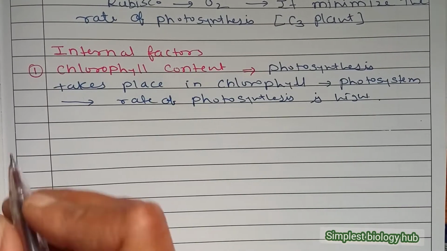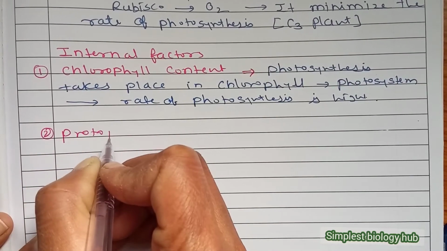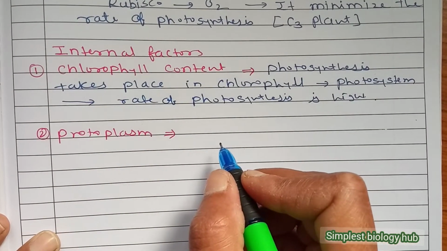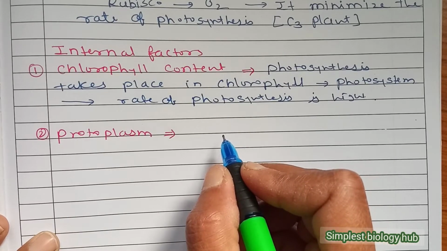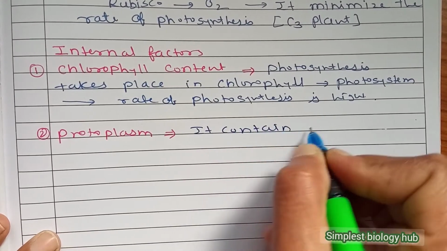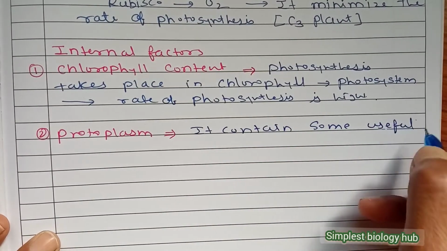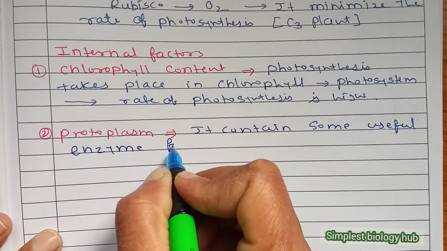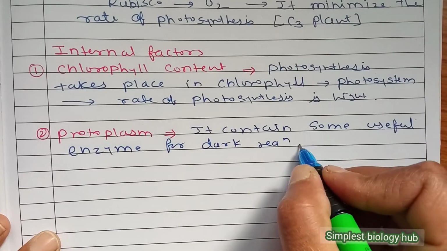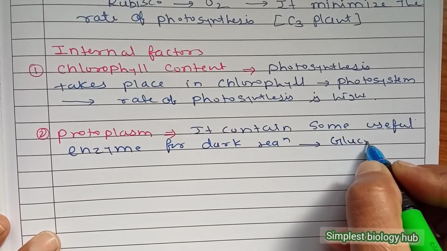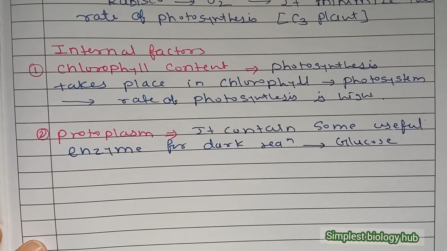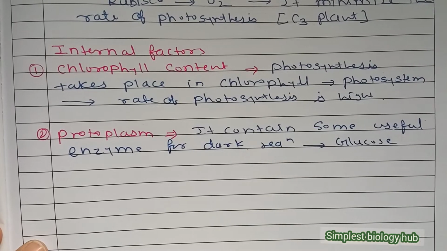Then the next one is protoplasm. Protoplasm does not actually affect photosynthesis, but some scientists explain that it contains some useful enzymes for the dark reaction. And we know that the byproduct of the dark reaction is glucose, or it prepares the food. So sometimes the protoplasm also affects the rate of photosynthesis, but only in a very small quantity.